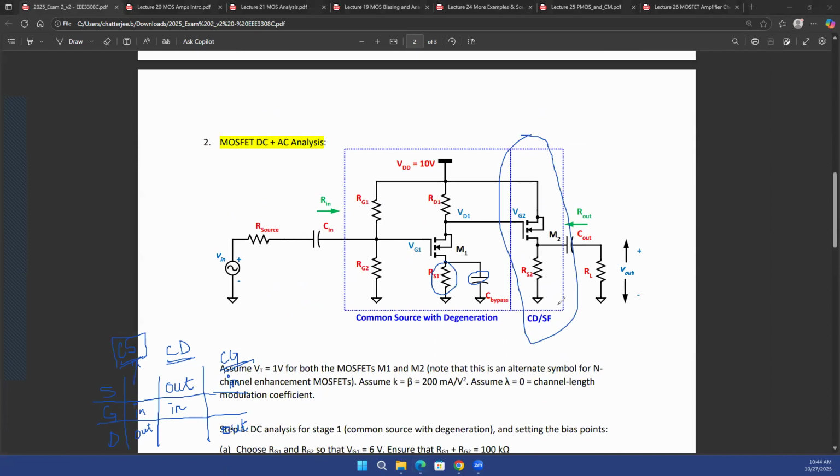Why are we calling it common drain? Because see, here the input is applied at the gate. So this is your gate terminal of the MOSFET. This is the source terminal of the MOSFET, and the output is taken from the source. That's why this is called a common drain configuration. This is also called a source follower, and we'll see why we call it a source follower configuration. So your exam question actually has both of these configurations within the same problem. You have a common source and you have a common drain. Those are the two stages, but you can analyze the first stage and the second stage separately for solving the exam question.